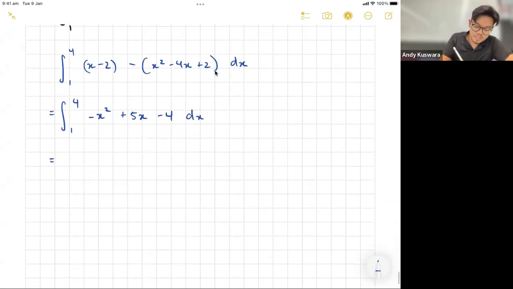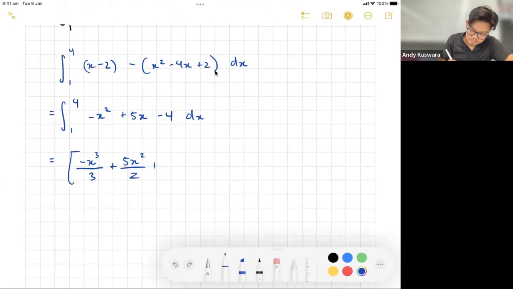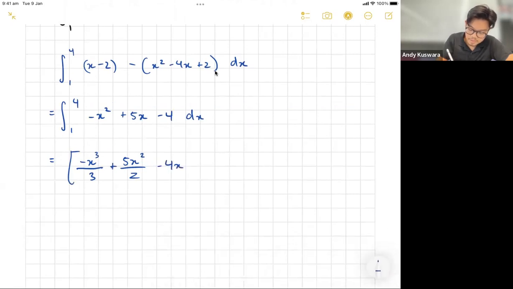And let's do this integration. Negative x squared becomes negative x cubed on 3. 5x becomes 5x squared on 2. Sorry, that should be plus. And this becomes minus, man, making mistakes all over here, 4x. And it's going to be evaluated between 1 and 4.